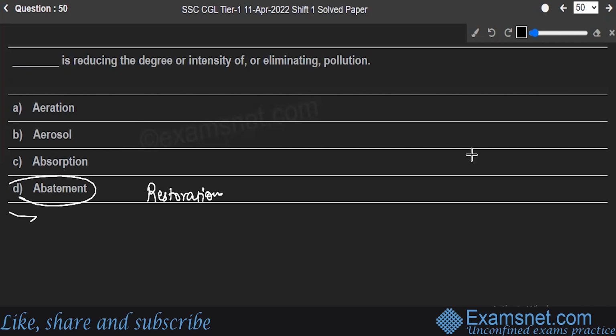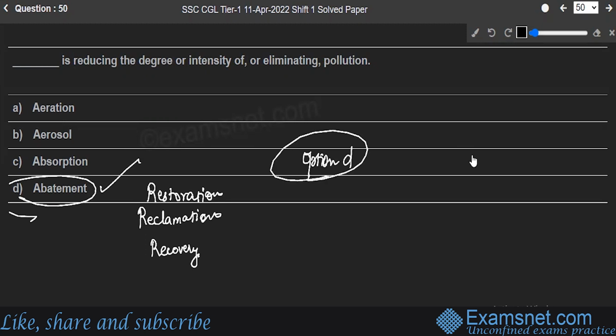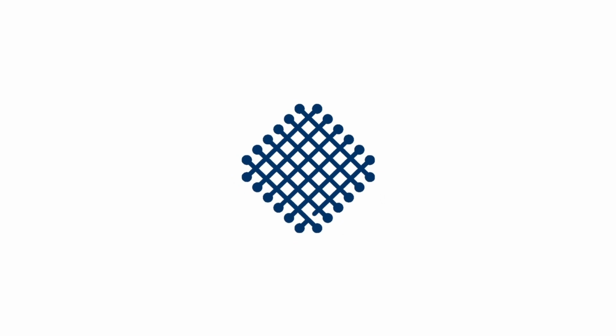Restoration, reclamation, or recovery of natural resources are the examples of abatement methods for reducing the intensity of pollution. Only until the causes of pollution have been thoroughly identified can the pollution abatement strategies be successfully implemented. So the correct answer is option D. Hope you are clear with this.